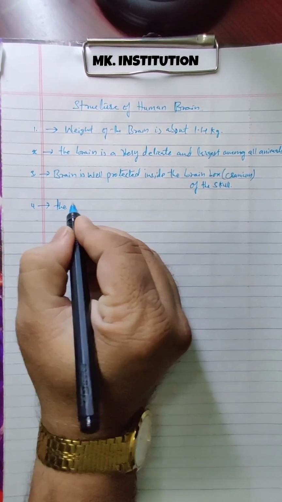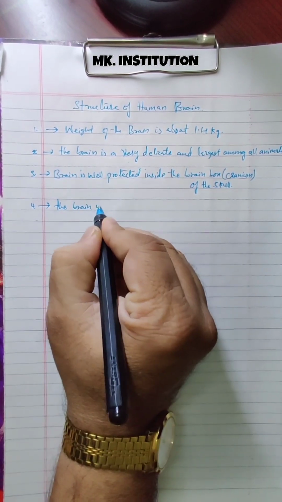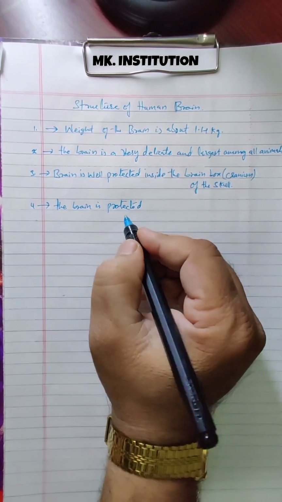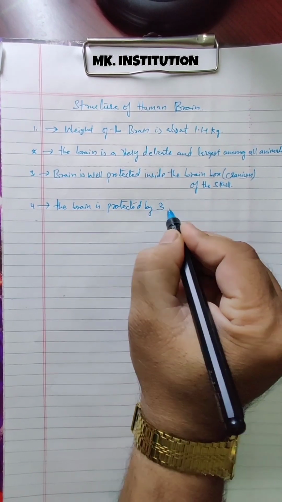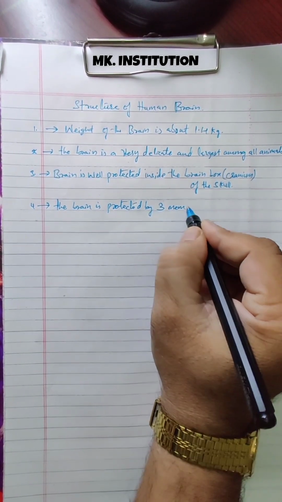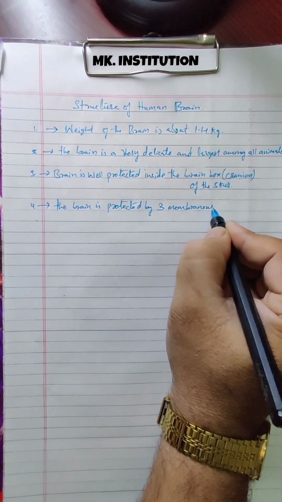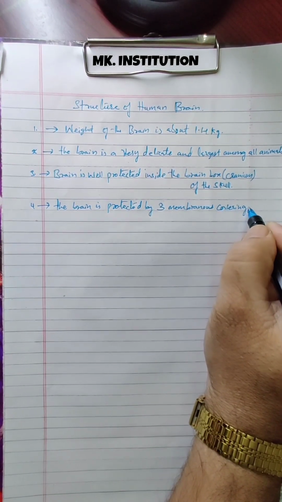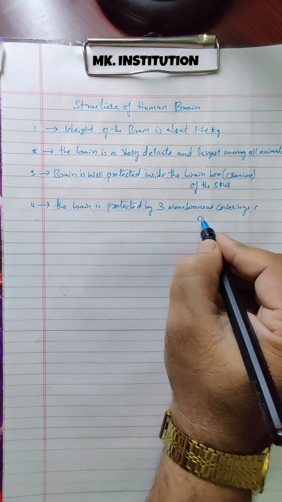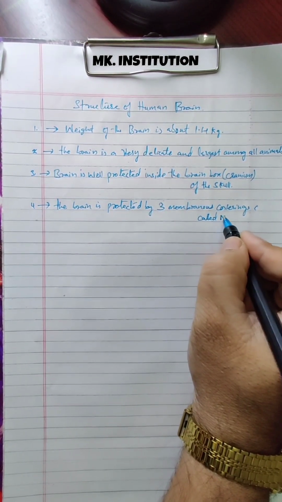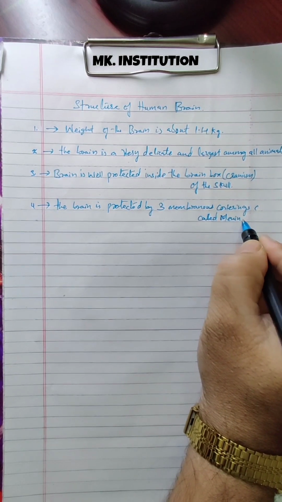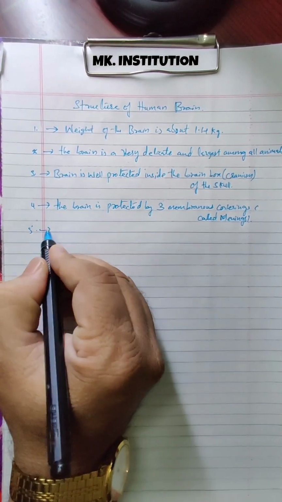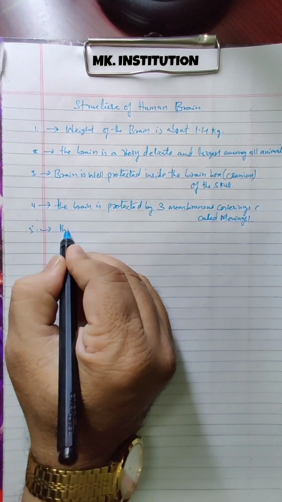And what is the fourth point you will write here? The brain is protected by three membranes. Three membranous coverings, or membranes, you can tell, called meninges. They are called meninges.